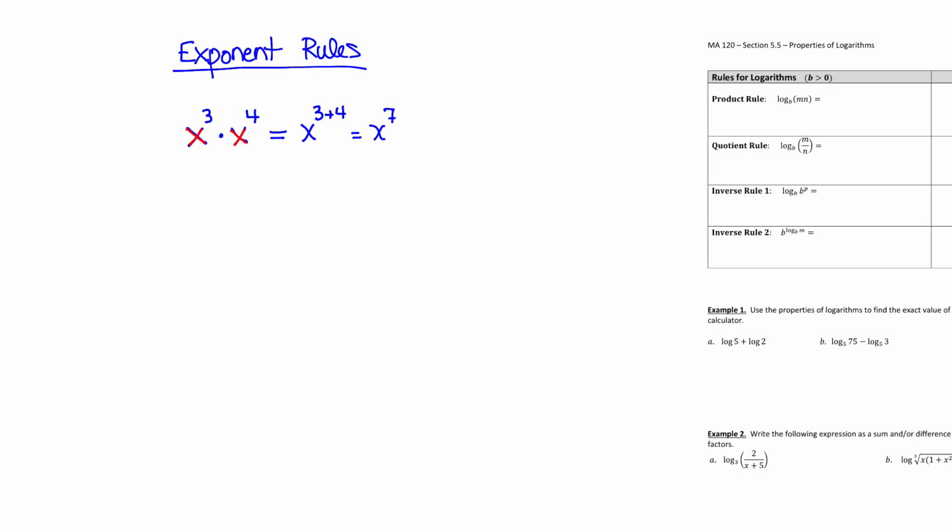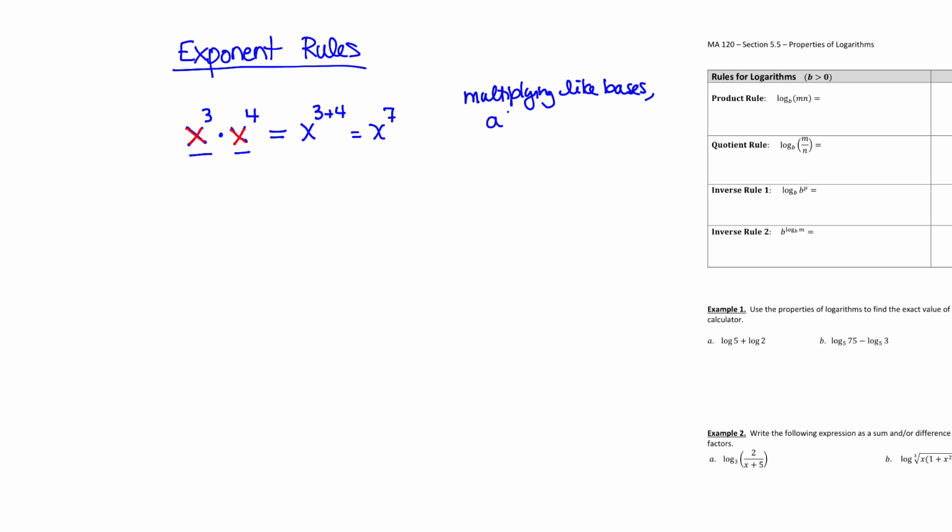So if you have two bases, you add exponents. So multiplying two bases, we add the exponents. Here is an example in Calculus 1 where you will use this rule. Are you ready? Here's one example right here.